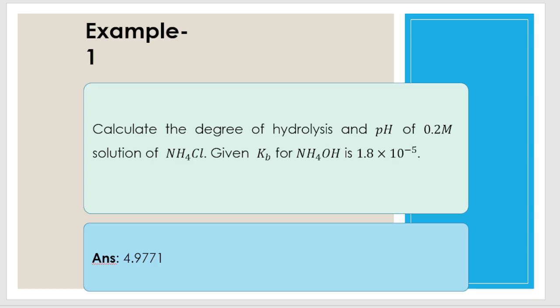Just by knowing the formula, you can easily substitute the given information. And here they are asking for the degree of hydrolysis, small h. You can calculate and you will get the answer as 4.9771.